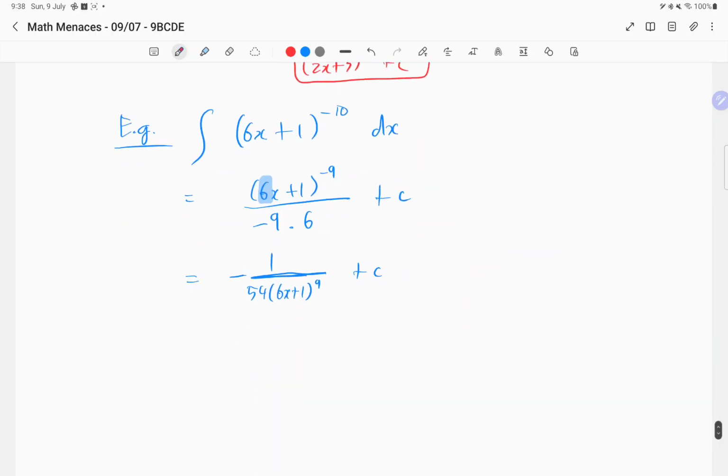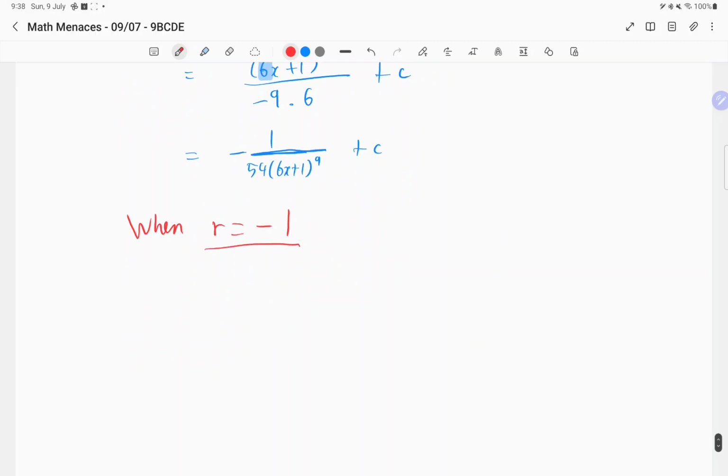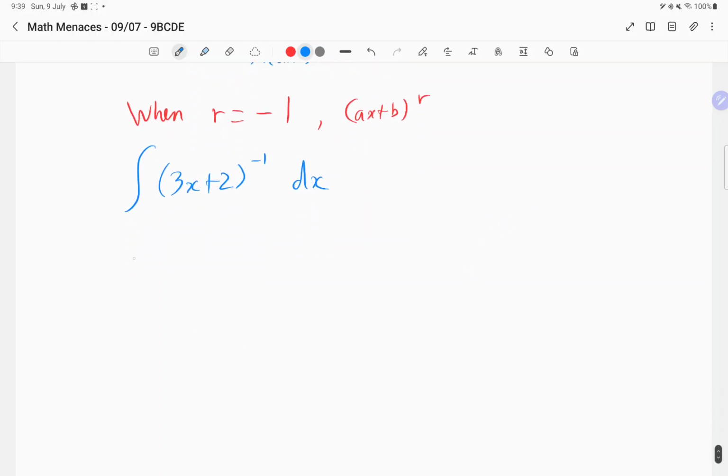Okay, now let me tell you guys what happens when the power r is equal to -1. When the power is -1 for ax plus b, everything to the power r. Example, 3x plus 2 to the power -1. Let's say we don't know what it is and we just anti-derive it as usual. We naively add 1 to the power, and -1 plus 1 is 0. And then you divide by the new power, 0.